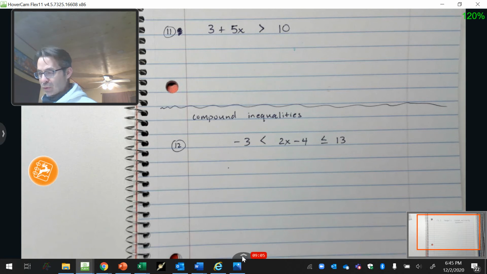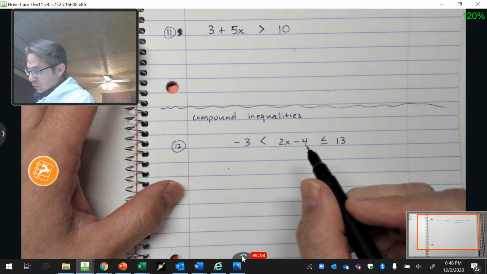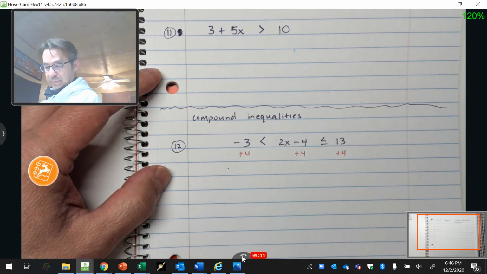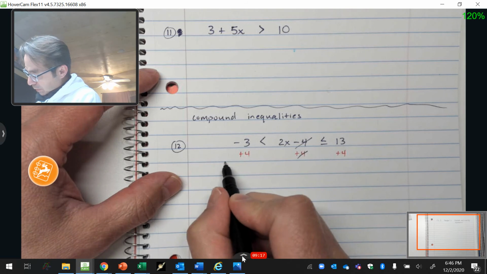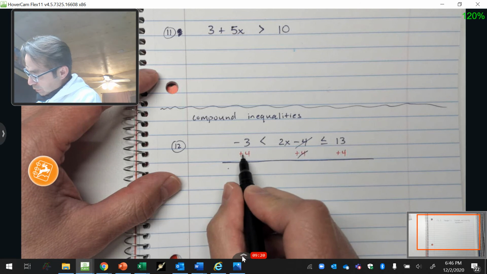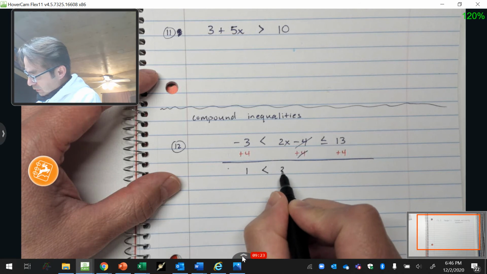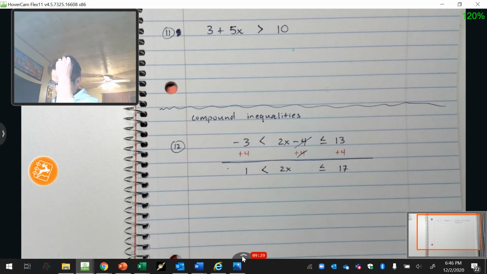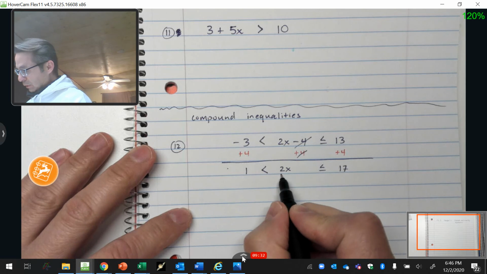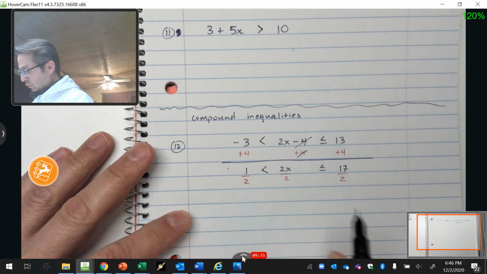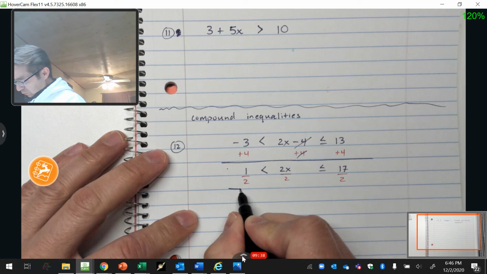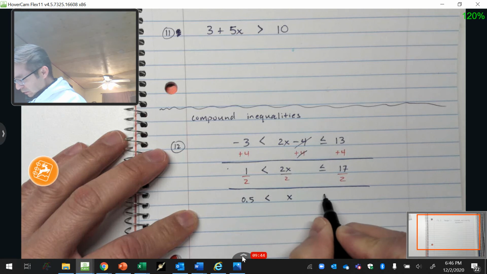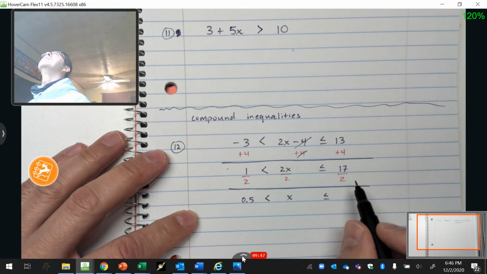So unlike equations which only have 2 sides, we have 3 separate sides. So you need to add 4 to all 3 parts. That cancels. I'm going to draw a line. Negative 3 plus 4 is 1. That goes down, that cancels. That's 17. Then divide by 2, divide by 2, divide by 2, and you get 0.5 is less than x, which is less than or equal to 8.5.